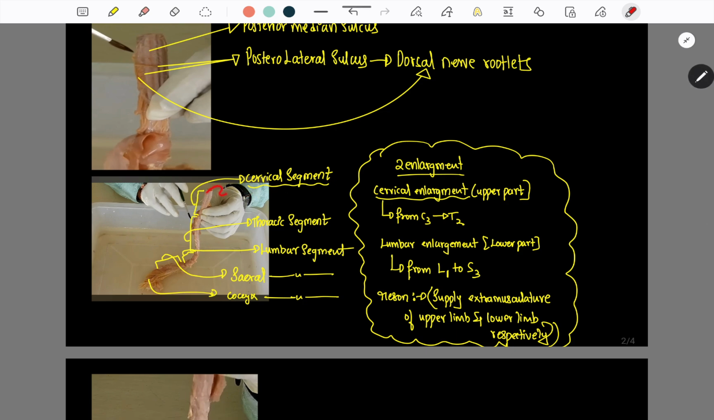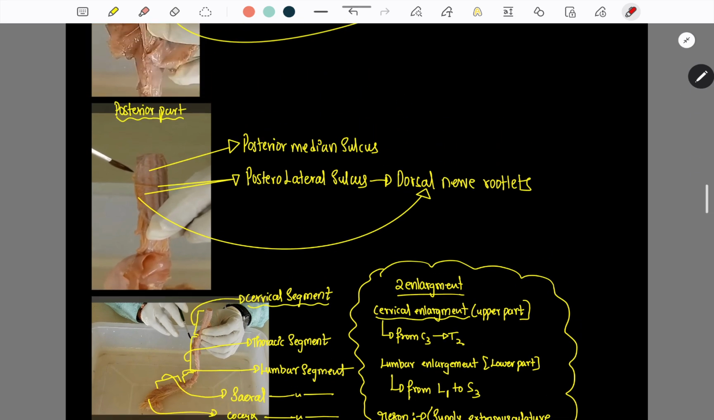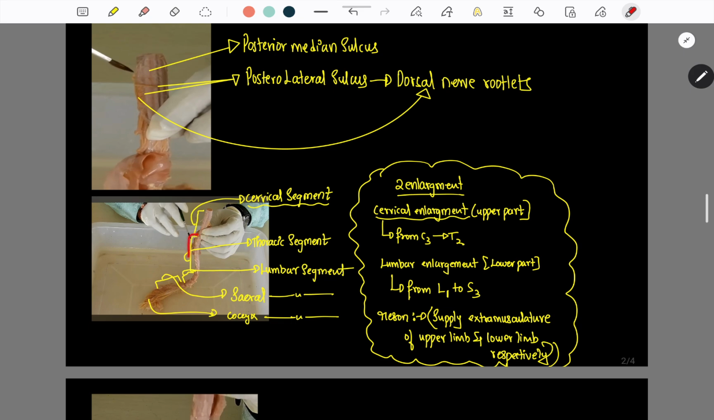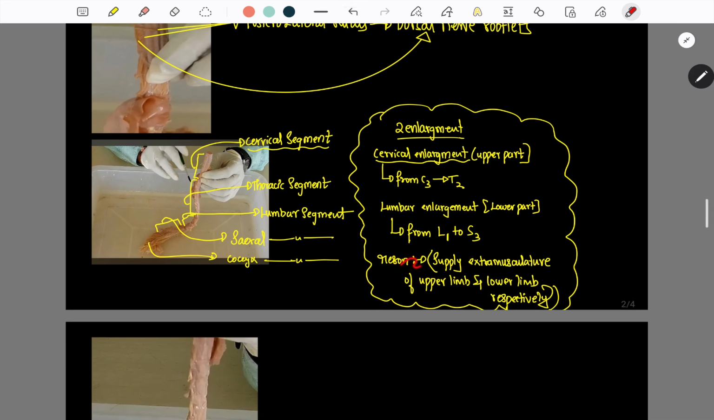So there are segments. The upper part is called the cervical segment. From here to here is the thoracic segment. From here the lumbar segment, till here sacral, and at last coccyx. So the upper part and lower part form two enlargements: the cervical enlargement, or upper enlargement, and the lumbar enlargement, or lower enlargement. The cervical enlargement is from C3 to T2 and the lumbar enlargement is from L1 to S3.